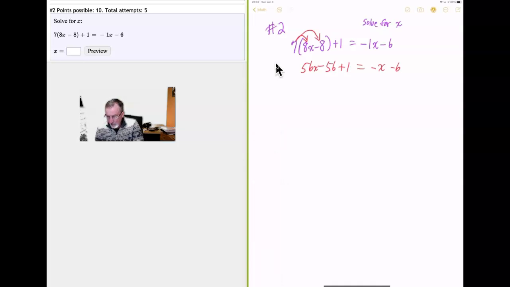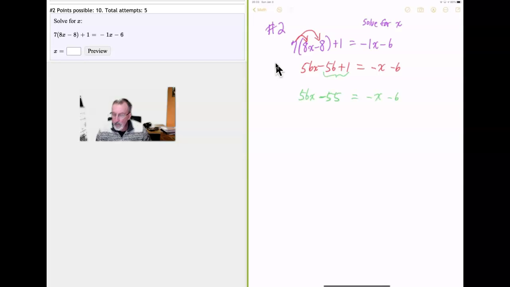And we've got some like terms here, negative 56 and positive 1. So when you are combining two numbers, and combine, in this case, is addition or subtraction, when the signs are different, you're going to take the difference between the two numbers, which is 55. And then we're going to retain the sign of the number with the larger absolute value. So that's a negative 55 here. So 56x minus 55 is equal to negative x minus 6.